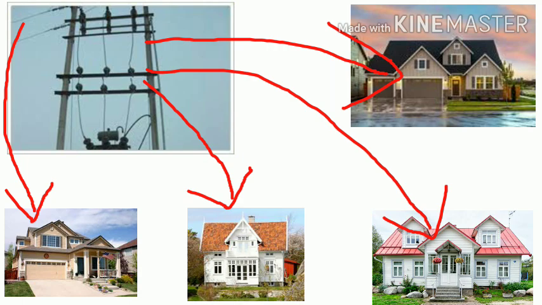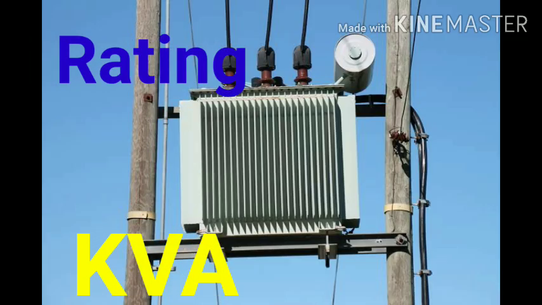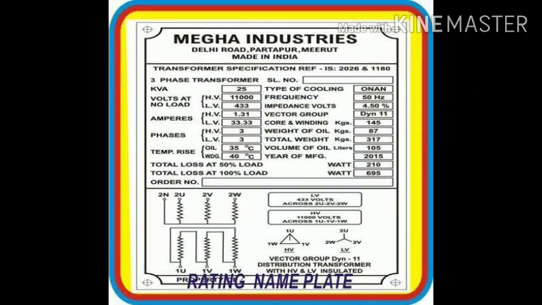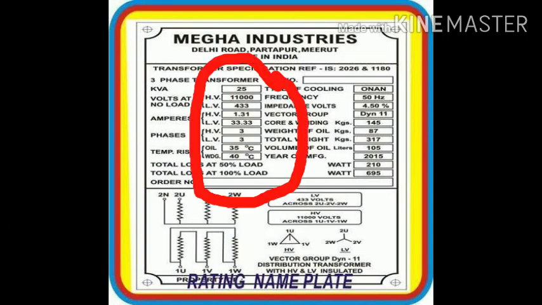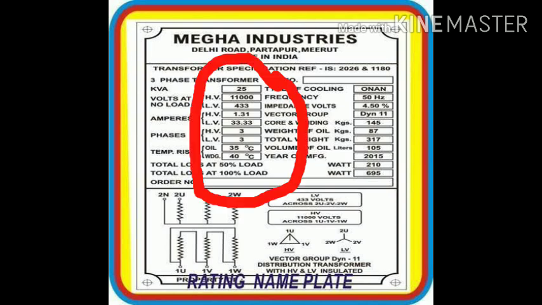We always know the rating of a transformer is in kVA. We can take the transformer as 25 kVA, 63 kVA or 100 kVA. So the rating of a transformer should be in kVA. Here we see the nameplate of an 11 kVA transformer. Here the high voltage side is 11 kV and the low voltage side is 433 V. The frequency of the transformer is 50 hertz and we take the transformer as three phase.